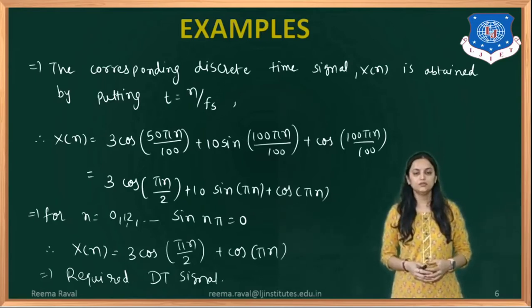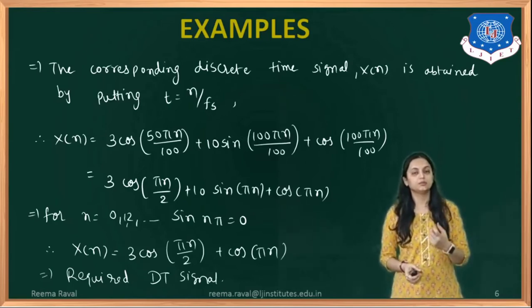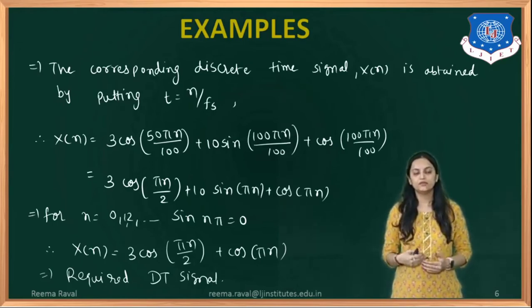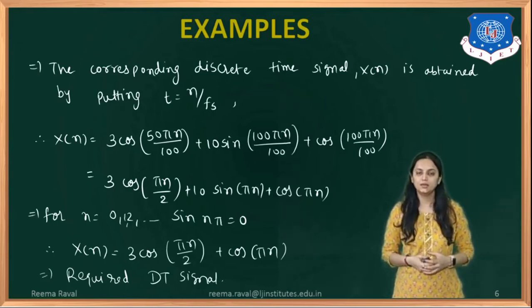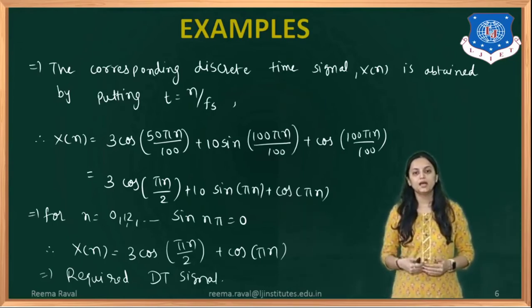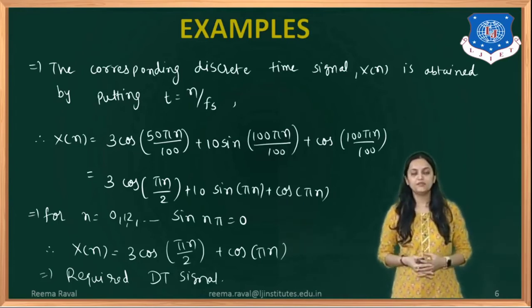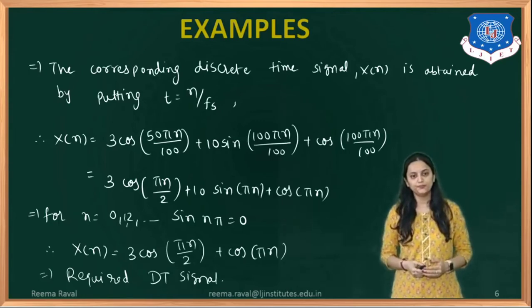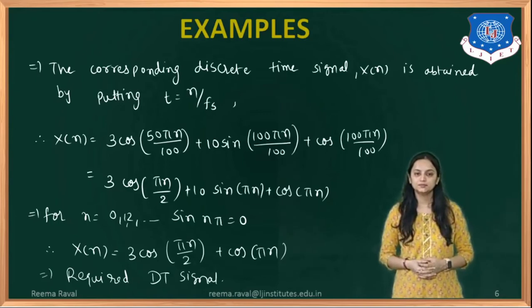So x of n equals the first term 3 cos 50 pi n divided by 100, plus 10 sin 100 pi n by 100, plus cos 100 pi n by 100. If we simplify this equation, we will get 3 cos pi n by 2 plus 10 sin pi n plus cos pi n.